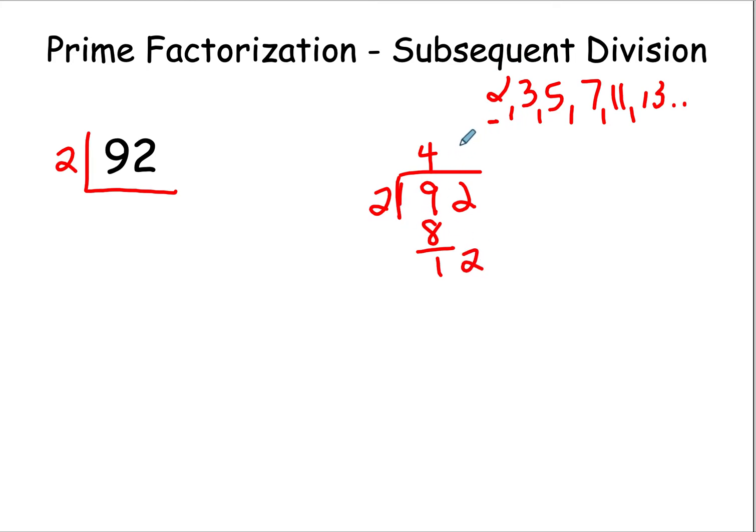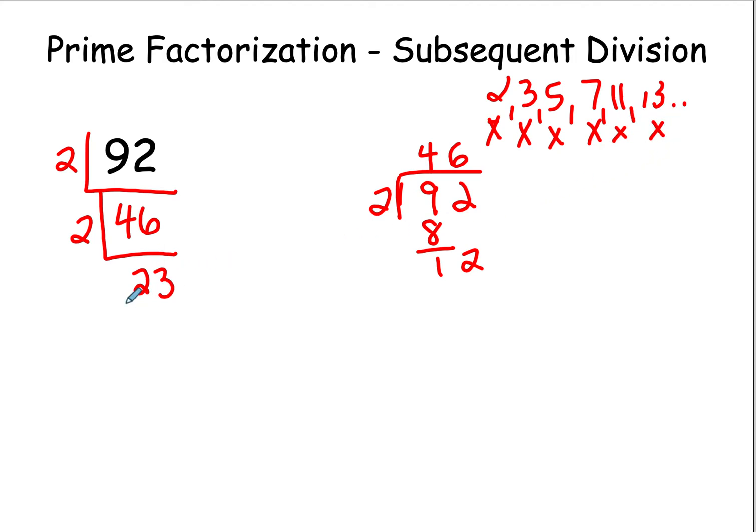2 goes into 12 6 times, so it is 46. It's another even number, so 2 will work again. And now I'm going to divide 46 by 2, and I am going to get 23. So now 2 is not going to work, it's not even anymore. 2 plus 3 is 5, so it's not divisible by 3. It's not divisible by 5. Not divisible by 7, or 11, or 13. In fact, 23 itself is a prime number.